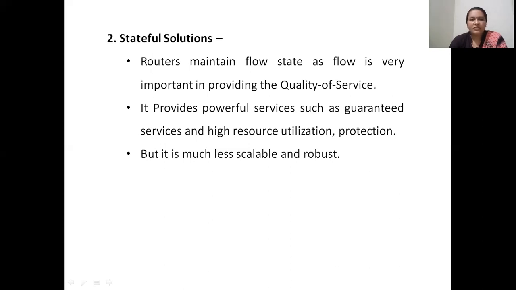So quality of service is quite important in order to ensure good quality network services for the network users.